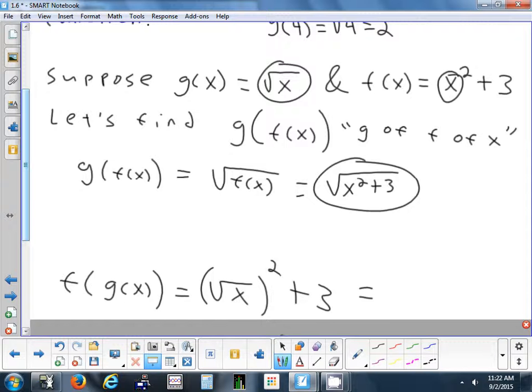I don't know. What happens when you have a square root of something squared? It cancels out the square root. It cancels out. So if you cancel that out, what would you be left with? X plus 3. Good, just x plus 3. Right, so sometimes when you do composition, some things cancel and simplify. Sometimes they don't. Questions on that idea?